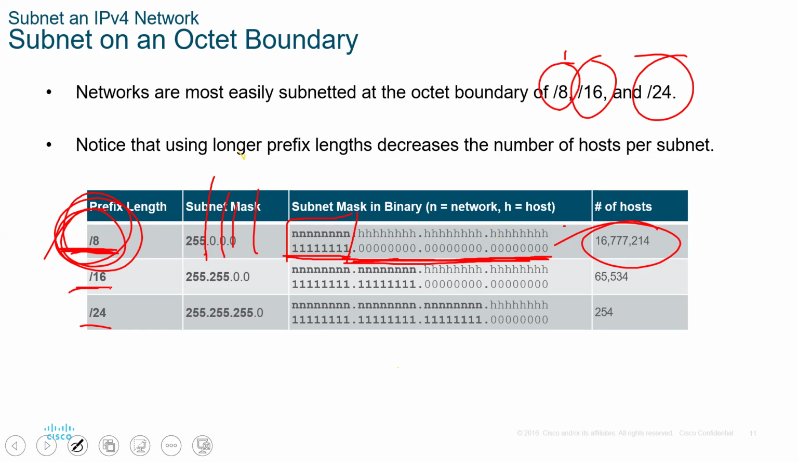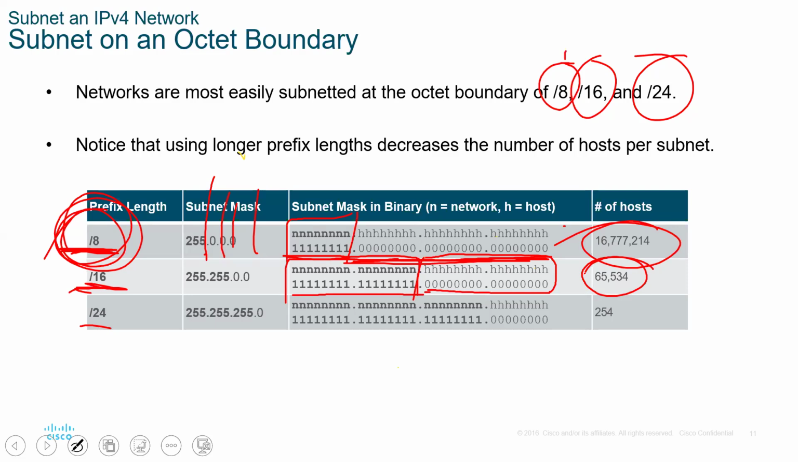If you come to /16, that means you see these first two, the first and the second octets are on, and they are for the network portion. That means the remaining 16 are for the host portion. And if you do 2 raised to the power of 16, you should get 65,534. That will let you know the number of IP addresses for each of the subnets that you have in this block.